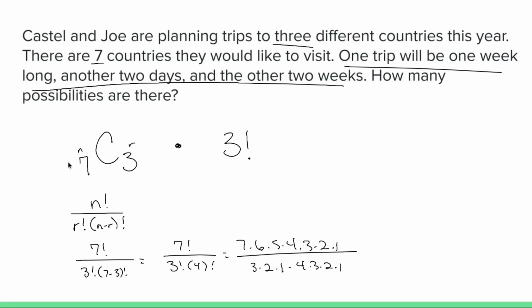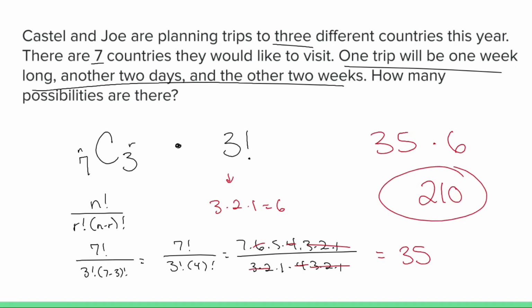Let's cross out what we can cross out. 3, 2, 1, 3, 2, 1. 4, 4. 3 and 2 is 6. Those cross out. So that leaves us with 7 times 5 over 1, which is just 35. So 7 combinations taken 3 at a time is 35. 3 factorial is just 3 times 2 times 1, which is 6. So 35 times 6 is 21 with a 0 at the end of it, or 210 if you want. So a pretty tricky problem, but a lot of fun.